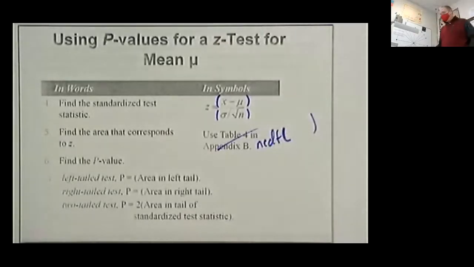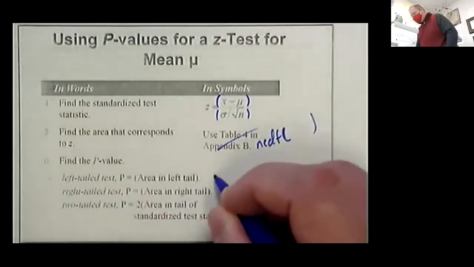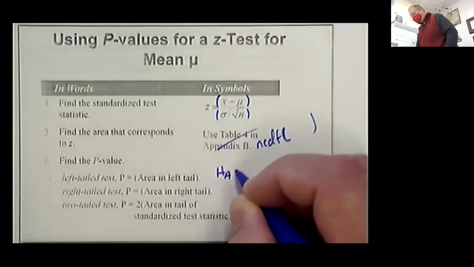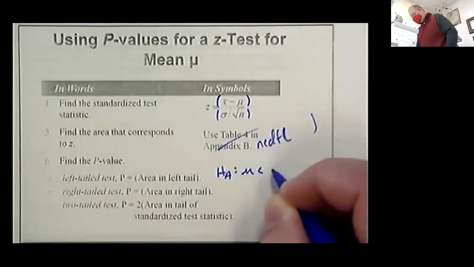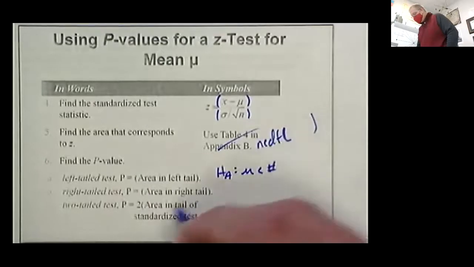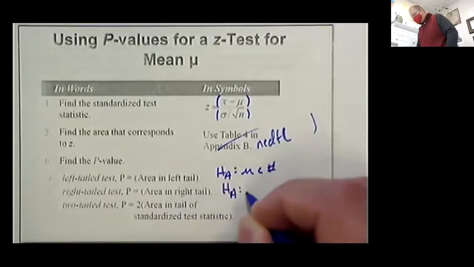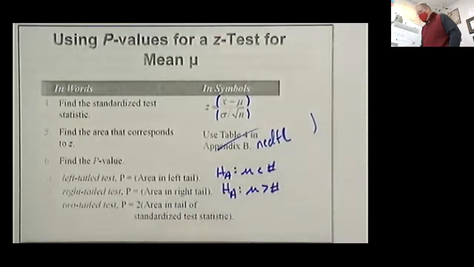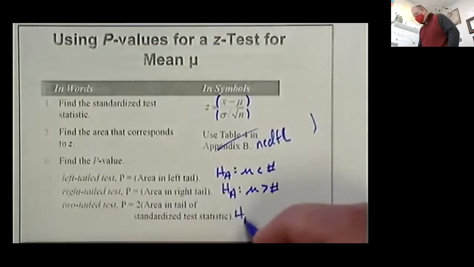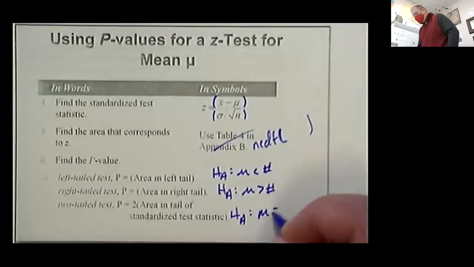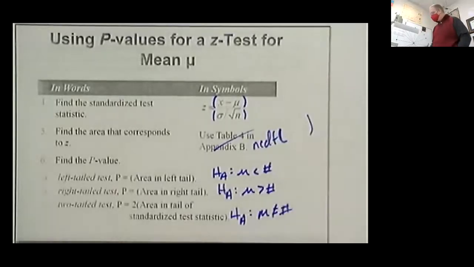Then find the p-value for our left-tailed test, right-tailed test, or two-tailed test. Remember that comes from the type of alternative. We're using the alternative hypothesis to do that. So if it's a left tail, that means our H sub A is mu is less than some number. If it's a right tail, that means our alternative hypothesis was mu is greater than some number. And for the two-tailed test, that's if the alternative hypothesis is the mean is not equal to some number.